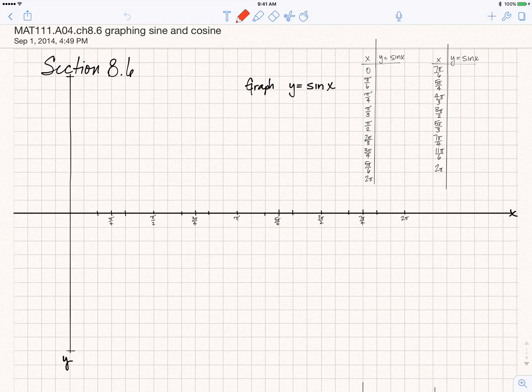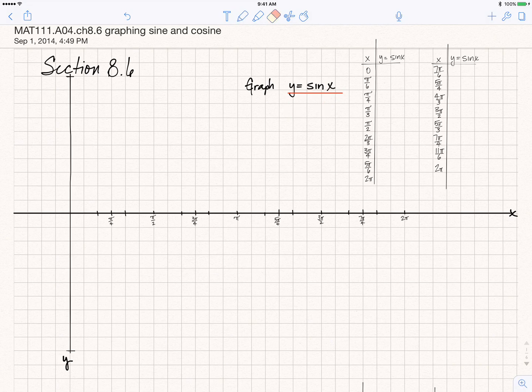I want to graph here the function y is equal to sine of x, where I'm going to be placing x values, these are going to be my angles, into the function, and then I'm going to be graphing the y value. So I will have an x and a y coordinate that I can graph.